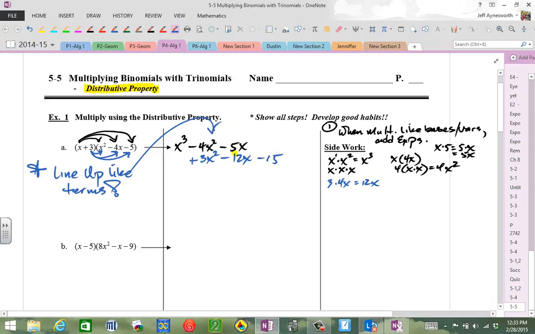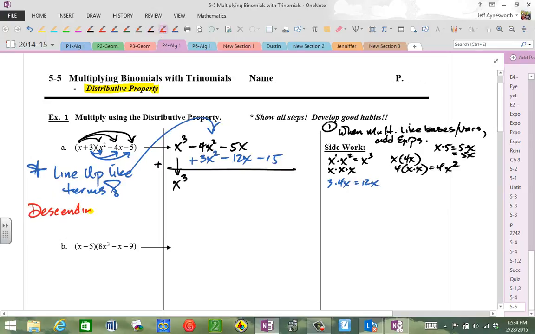All right, so notice that I line up like terms. I group up the squares, line up the x's here, line up like terms, draw a line, and add. All right, bring down the leading term here. We always write terms in what's called descending order.